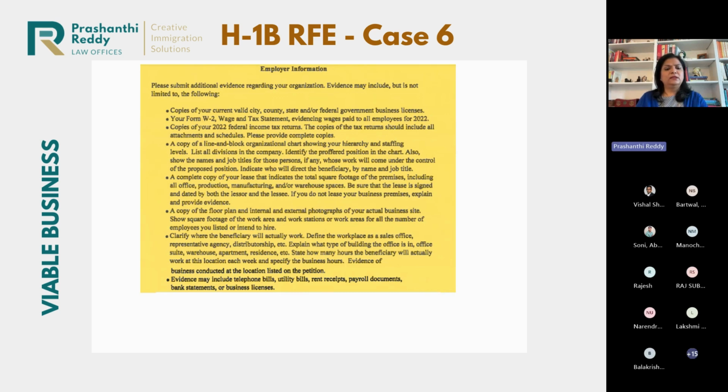So your tax returns, the organizational chart showing where the person will sit within the organization, a lease of the office. They want to know where the employee is going to work. So they want to know that you have a physical premises. They want to know what kind of premises it is. Is it an office premises? Is it a warehouse? Is it a manufacturing premises? They want the floor plan. They want photographs of the office. They want utility bills to show that you're actually working at that office.